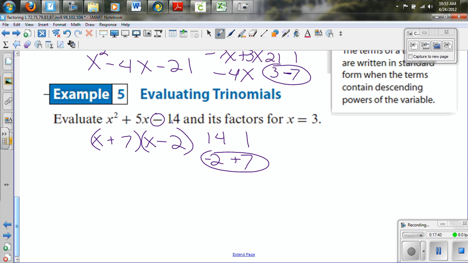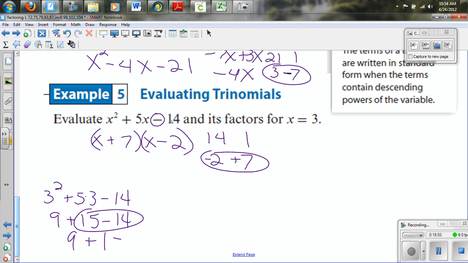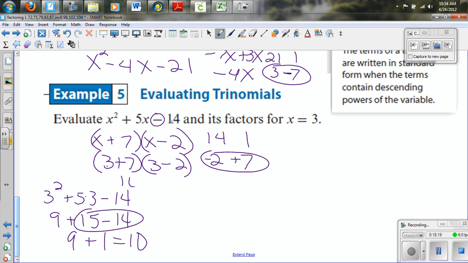And so if we substitute 3 into the original equation, 3 squared plus 5x minus 14. Oh, we need to put the 3 in for the other x here. So 3 squared is 9 plus 15 minus 14. And that's 9 plus, I'm going to do this first, 1, which is 10. We could also substitute it into this equation that we've already factored. If we put in 3 plus 7 times 3 minus 2, 3 plus 7 is 10, and 3 minus 2 is 1, and 10 times 1 is still 10.